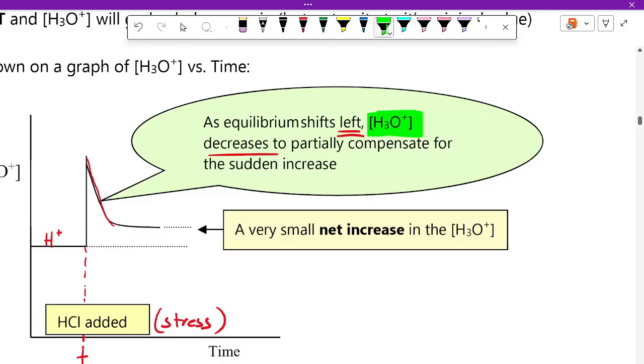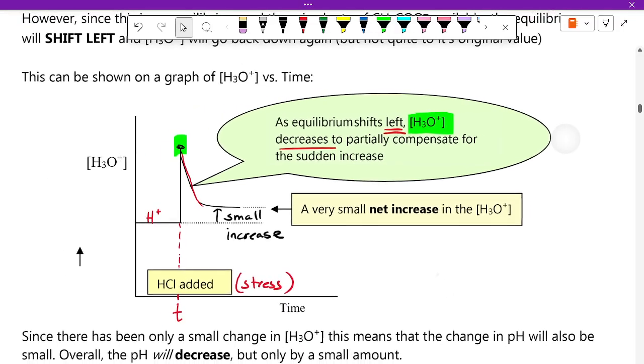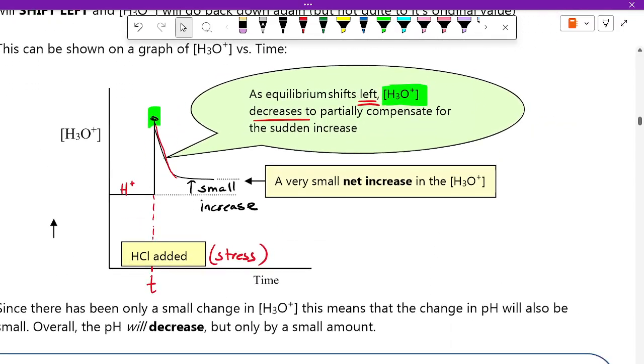And so this right here is just a very small increase. Instead, if you didn't have that buffering capacity, it would just go up and it would stay here. And you don't want it to stay there. Not if you're buffering it. If you're buffering it, you want it to stay at the same pH. So that means only a small change in H3O+, which means only a small change in pH.